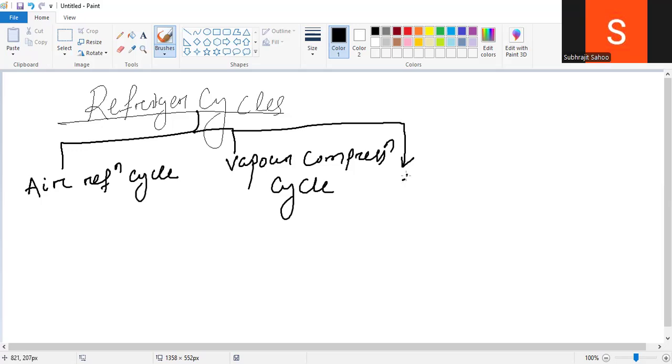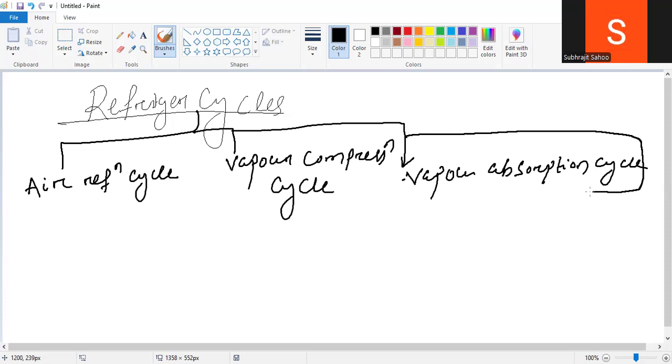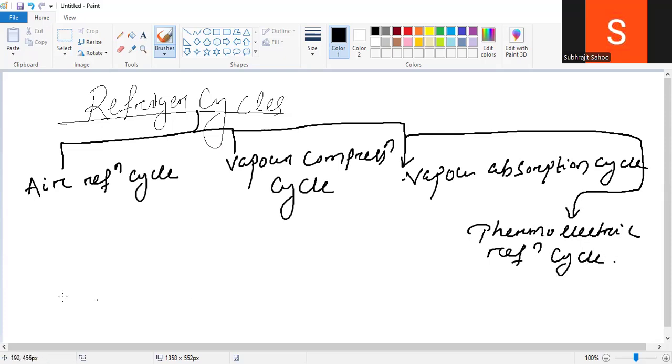And the next type is vapor absorption cycle. One more category is there. What is that? We will study next the thermoelectric refrigeration cycle. So these are the several categories.